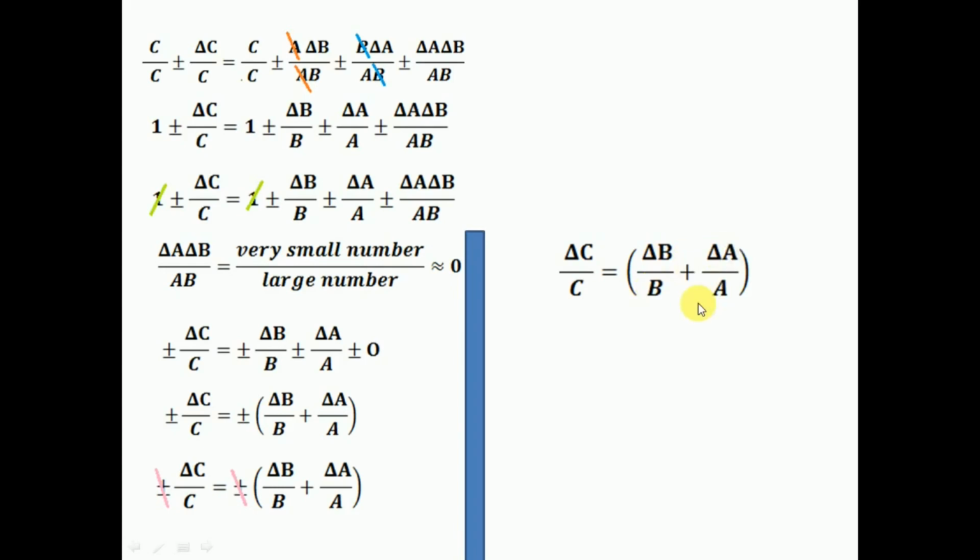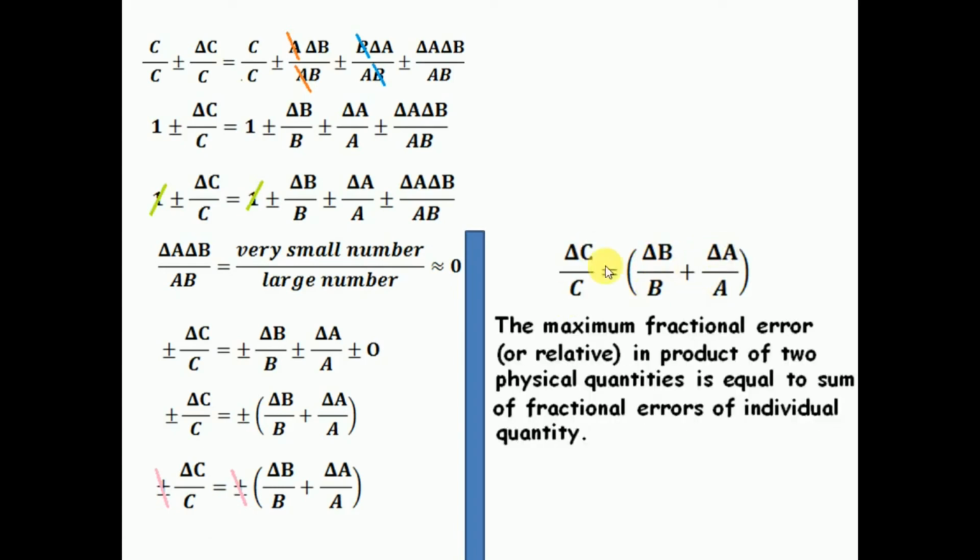delta a by a. So the maximum fractional error in the product of two physical quantities is the sum of the fractional errors in the two quantities. So the relative error or fractional error will get added in the product of two physical quantities. So similarly, let's see the error in division of two physical quantities.